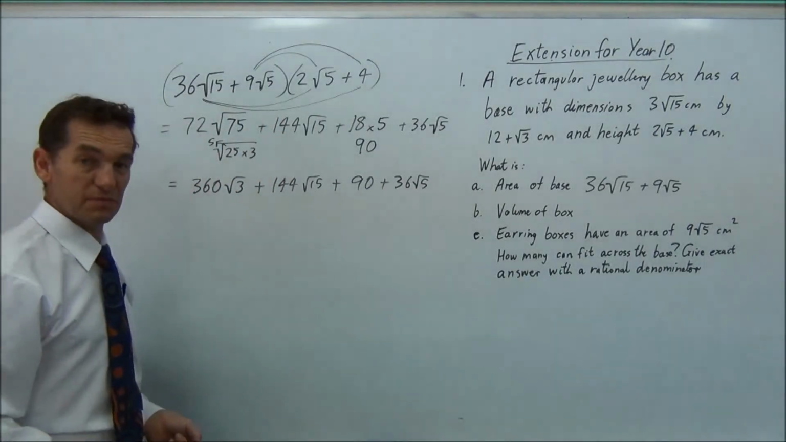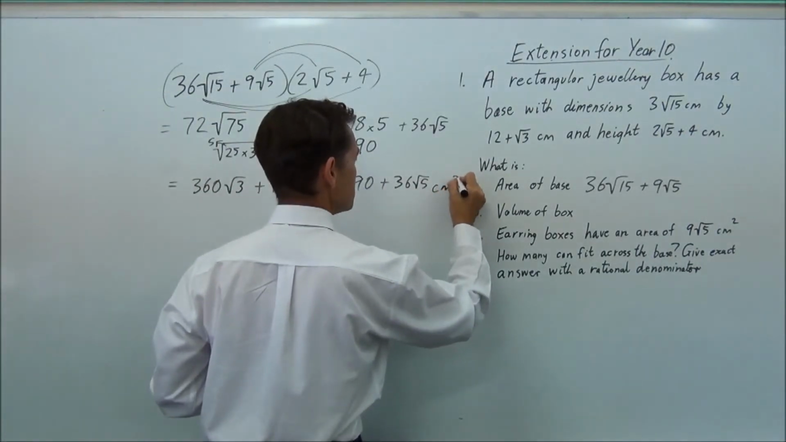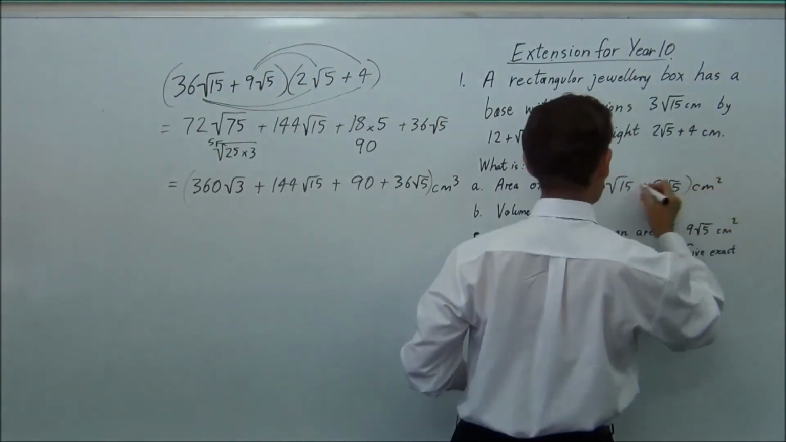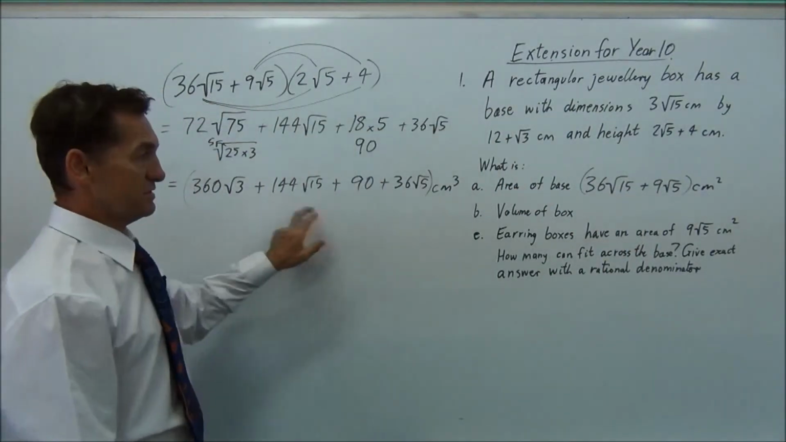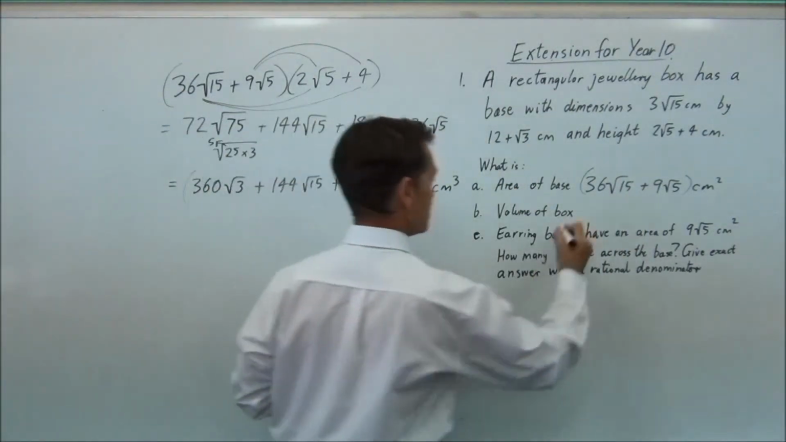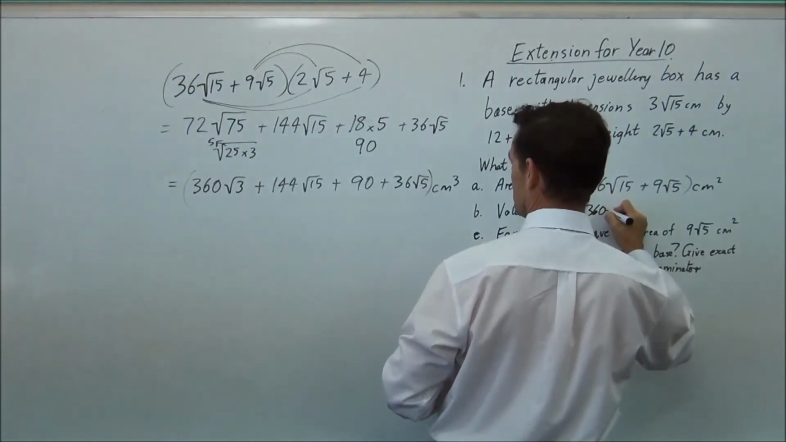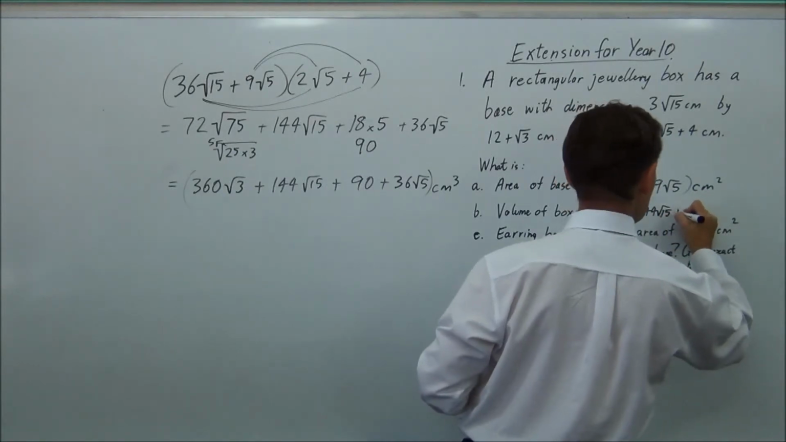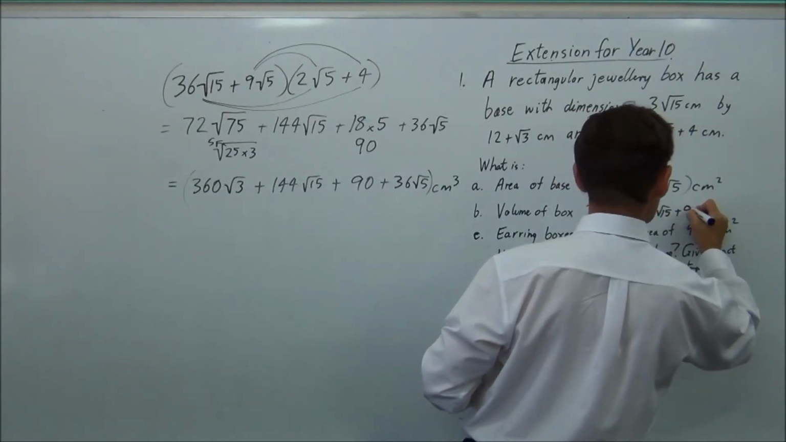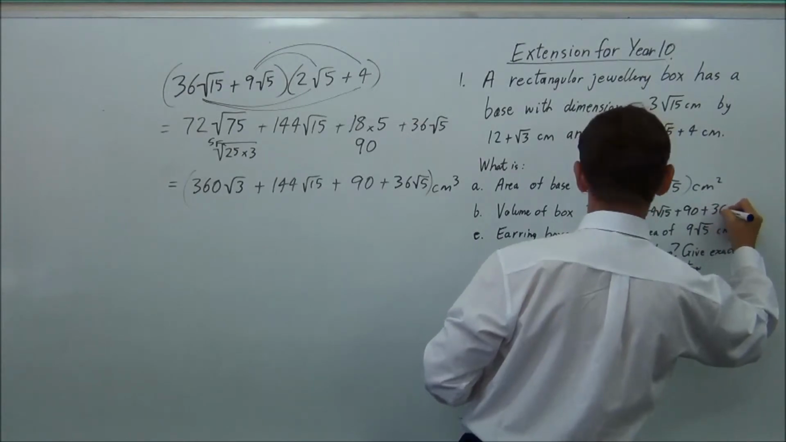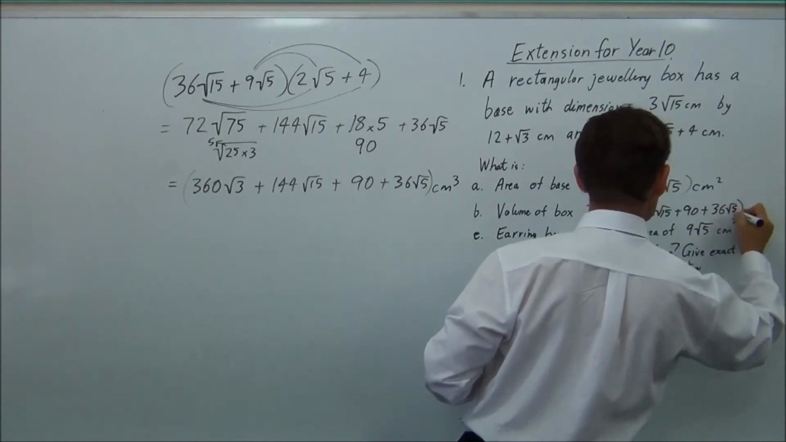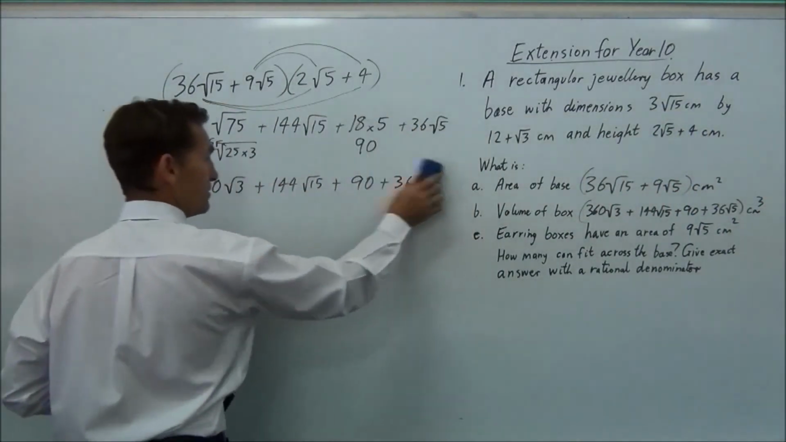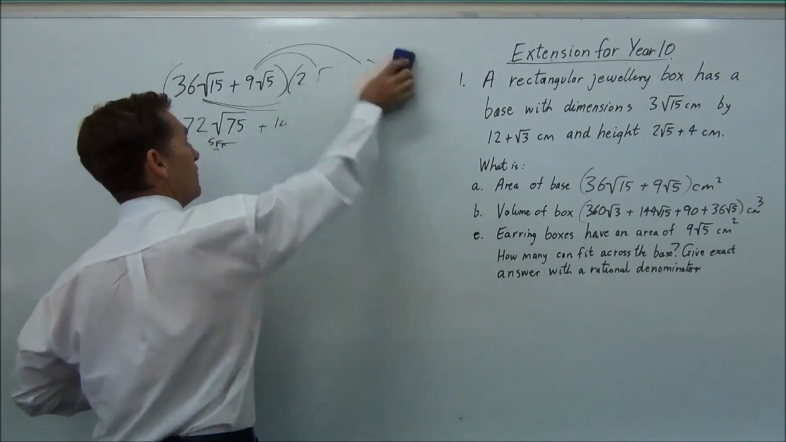Okay, so that's the volume of the box, and we need to write centimetres cubed, put that in brackets, and I should have centimetres squared and put that in brackets as well, shouldn't I? Okay, so let's write that answer just over there. So we're going to go 360 root 3 plus 144 root 15 plus 90 plus 36 root 5. Put it in brackets and it's centimetres cubed. And we'll get rid of that one.